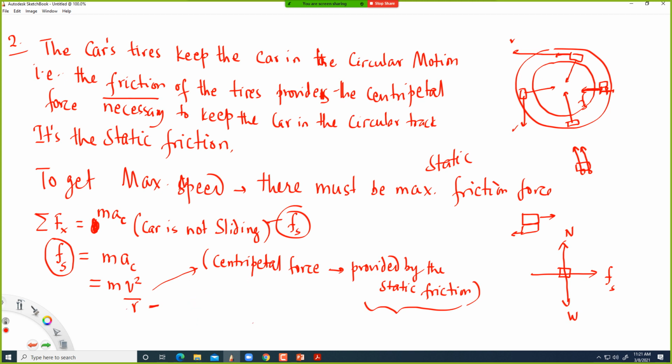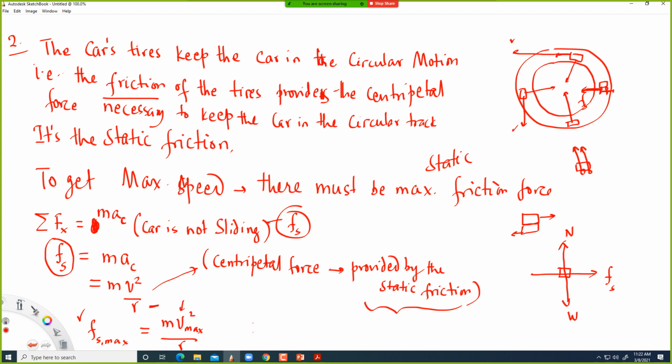So if we want maximum velocity here, then the friction needs to be maximum. So F max is equal to m v max squared over r. What's the question asking us? The question is asking us to find the maximum speed. So we want to find this. How do we find that? We don't have this, but we know the formula for this.